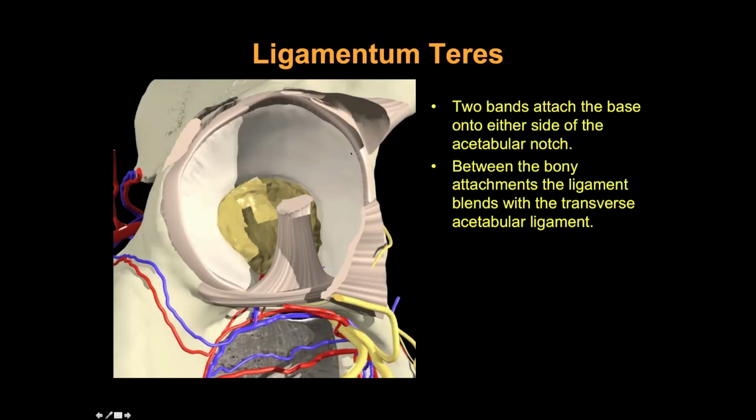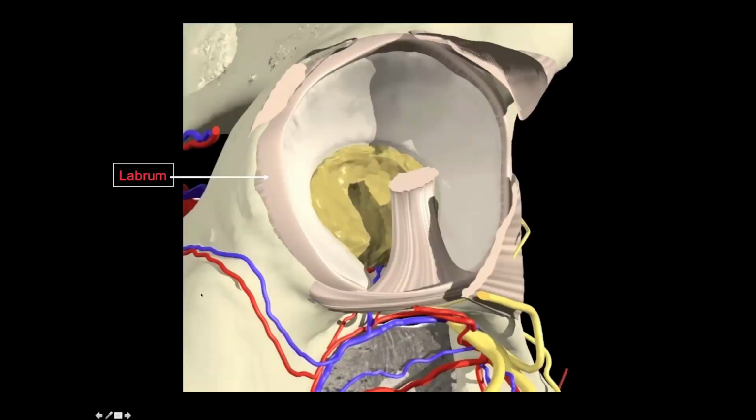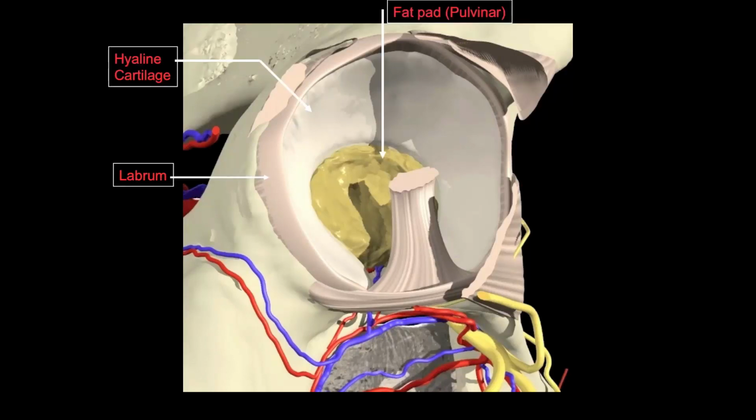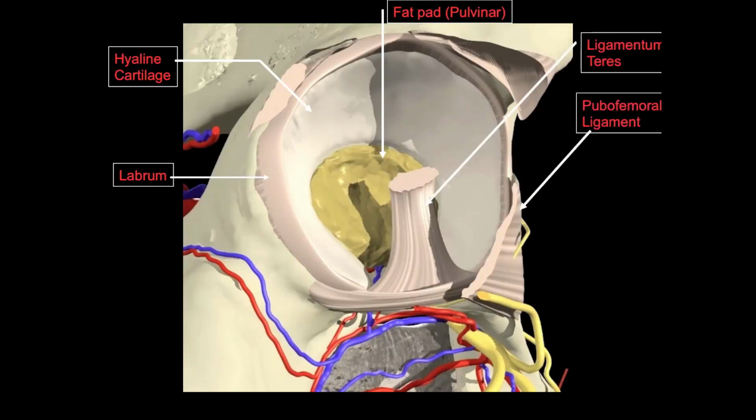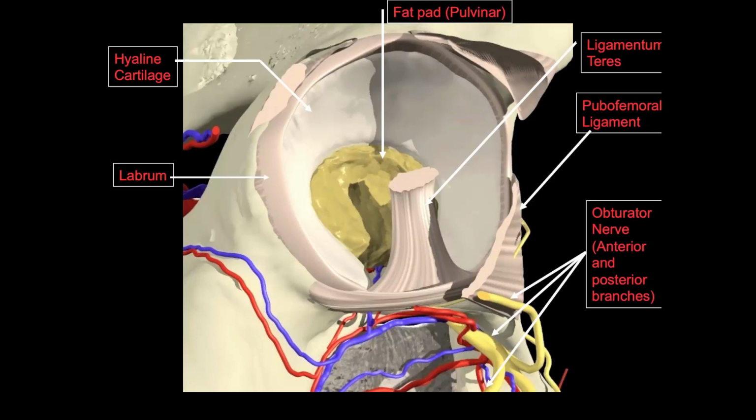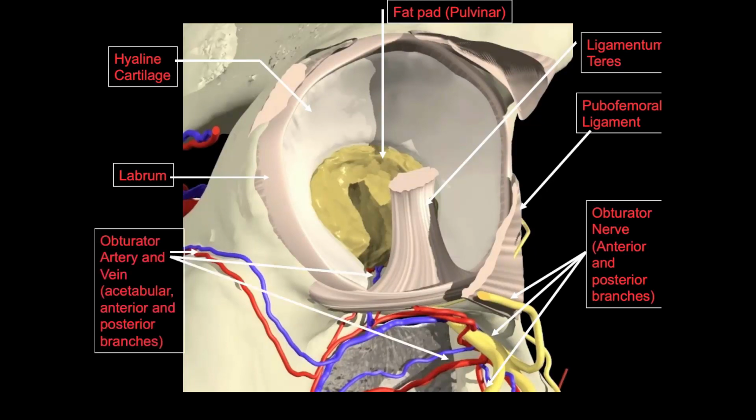This is the inverted horseshoe appearance of the articular surface of the acetabulum. This is the area of the pulvinar, the cotyloid fossa, or the acetabular fossa. We see portions of the obturator nerve and obturator arteries. So there is the labrum covering the articular surface of the acetabulum. Along the articular surface of the acetabulum, we will see hyaline cartilage. This is the area of the fat pad or pulvinar. There is the Ligamentum Teres femoris, pubofemoral ligament, and inferiorly we'll see the obturator nerve with the anterior and posterior branches of the obturator artery and veins, and finally the obturator membrane.